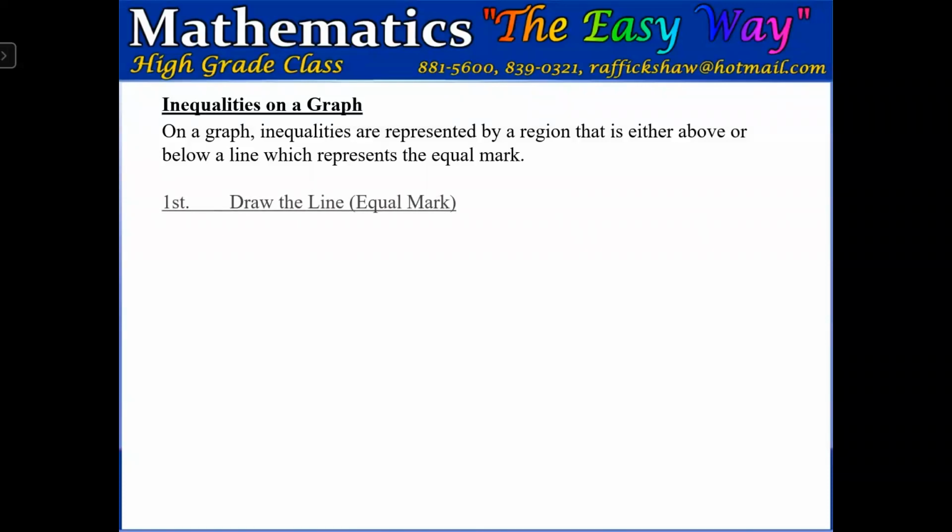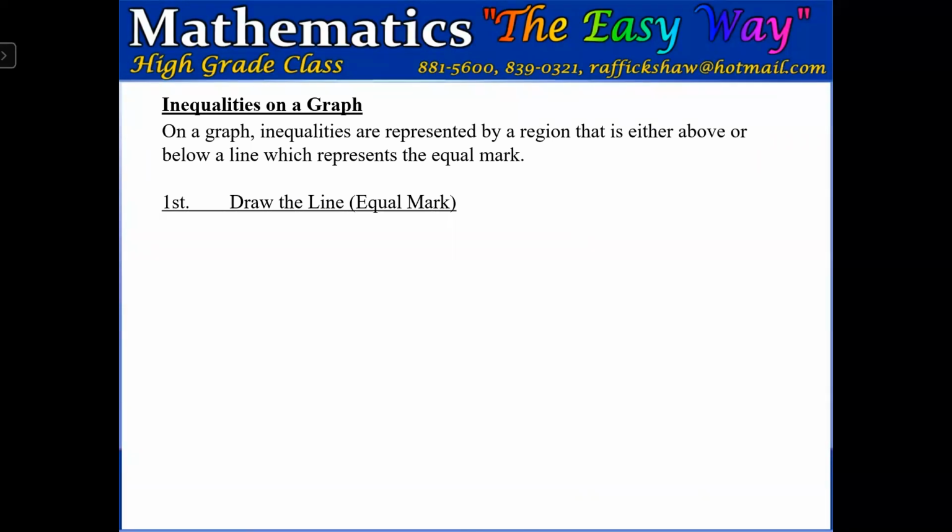So how do we draw the graph of a linear inequality? The first thing you have to do is draw the line. Every linear inequality is related to a line. It starts at a line, just like how the number line relates to a value on the line, like the 2, and you draw the circle on the 2. It's the same thing. You draw the line first, which is the equal mark. Now that line is either drawn broken or unbroken. Just like how the circle on the number line is drawn unshaded or shaded, when you draw the graph of a linear inequality, you draw the line either broken or unbroken.